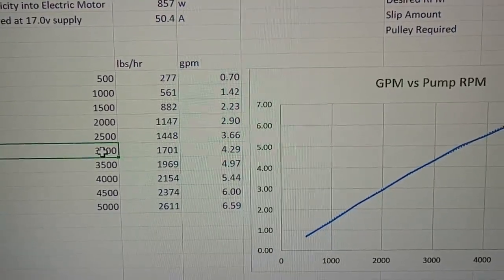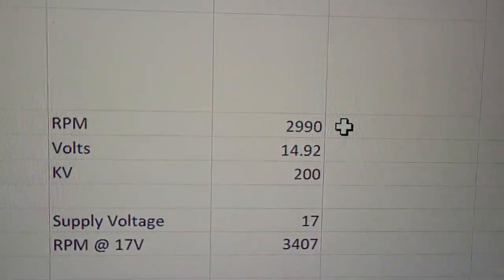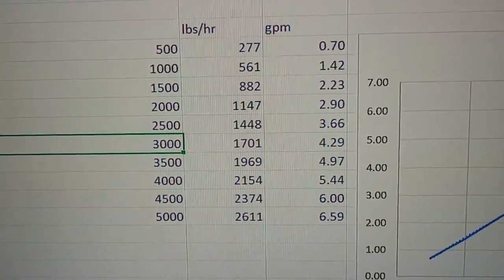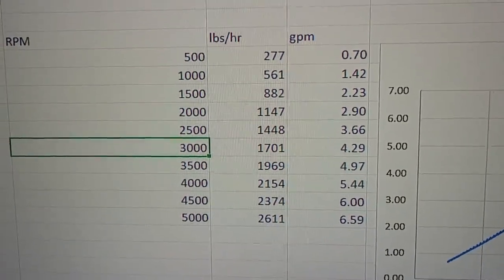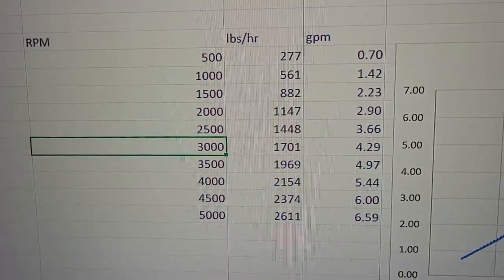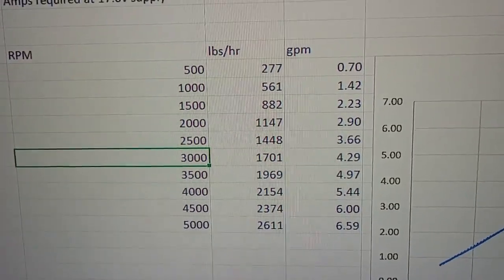So that's 3,000. Now our pump will turn 3,000 at 15 volts. It'll turn 3,400 at 17. So what that means is I could do a 1-to-1 on this pump. So either direct drive, which I'm probably not going to do, or more realistically, I'll do a chain and sprocket or a belt and pulley, but I'll just do a 1-to-1 connection.